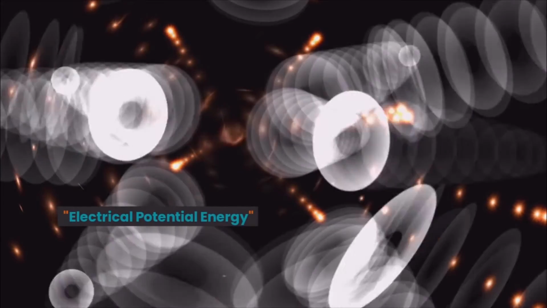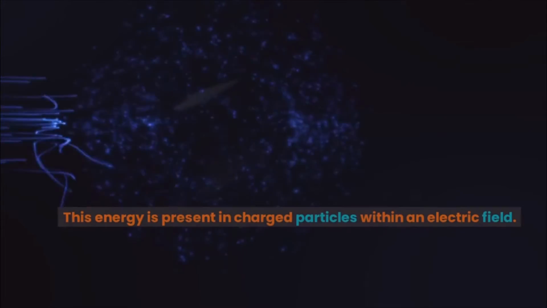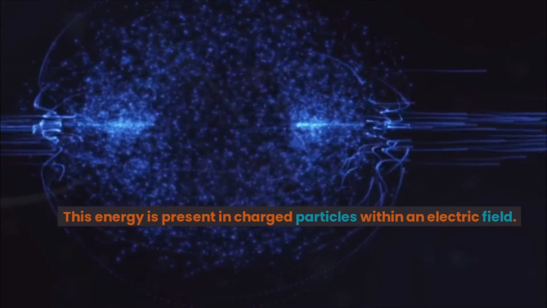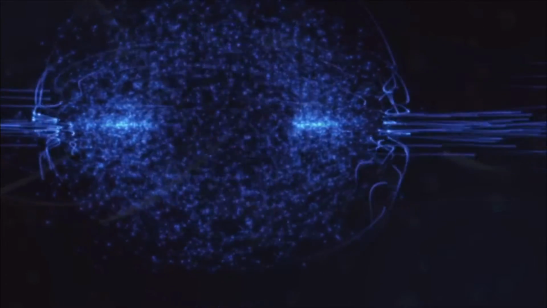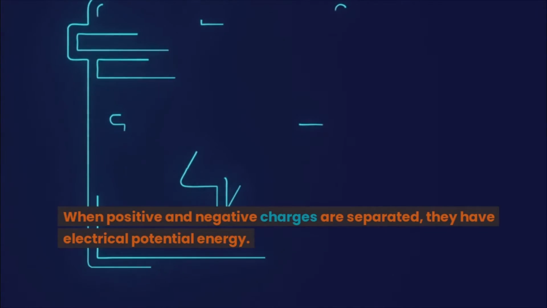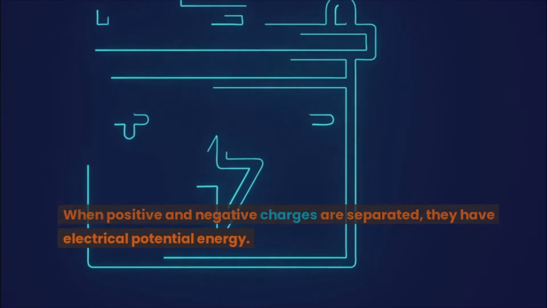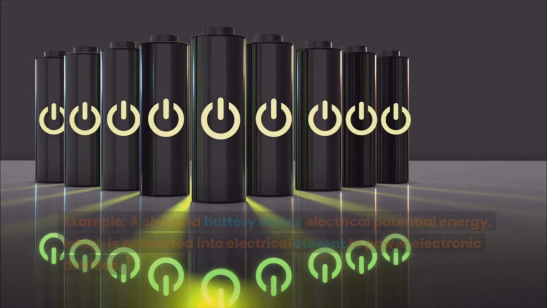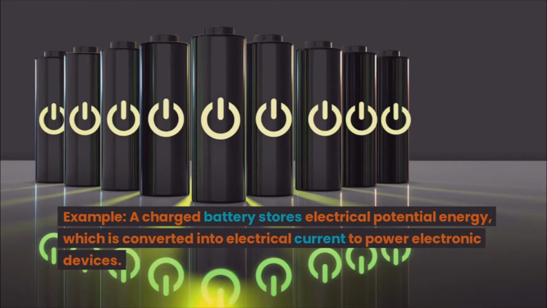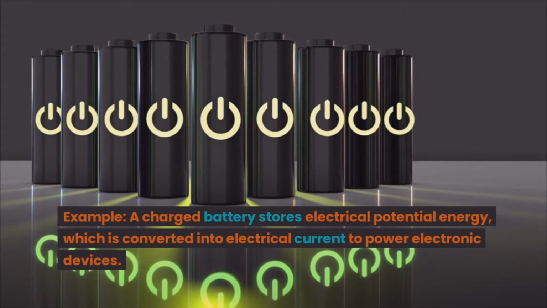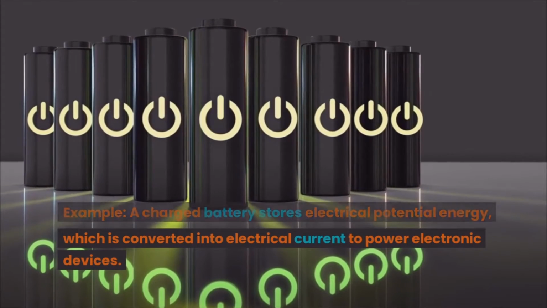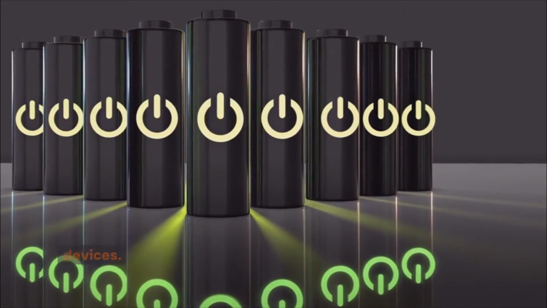Electrical potential energy. This energy is present in charged particles within an electric field. When positive and negative charges are separated, they have electrical potential energy. Example: a charged battery stores electrical potential energy, which is converted into electrical current to power electronic devices.